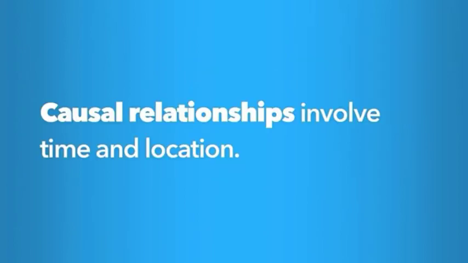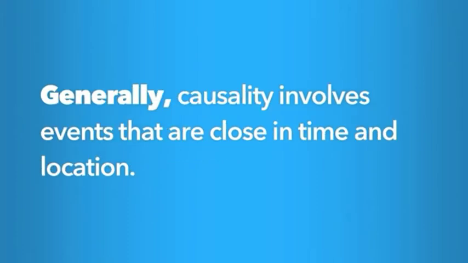In addition to recognizing the difference between correlation, which is an association, and causation, where the association is such that A causes B, you should also recognize that causal relationships involve time and location. Generally, causality involves events that are close in time and location, but that's not always the case. One of the reasons why engaging in causal reasoning in order to make an argument about causation is so difficult is that causes can occur long before and or far away from their effects.